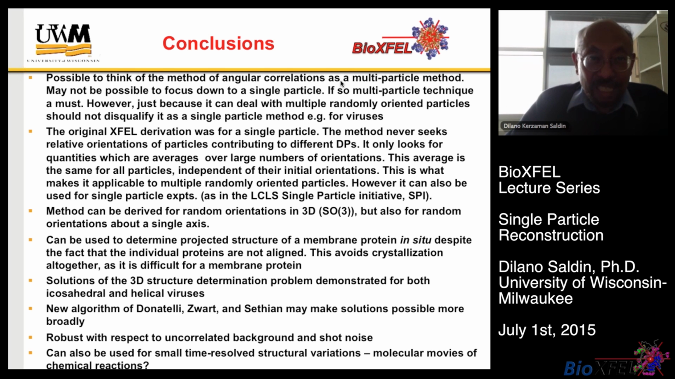Now, the reason I think this is important is because this is a true multiple particle method, and it may not be possible to focus down to the level of a single particle. If so, a multiple particle technique is a must. However, because it can deal with multiple randomly oriented particles, this should not disqualify it as a single particle method, because I think you saw that the whole derivation of the formula started with a single particle. So it should be still applicable to the SPI initiative, the single particle initiative at the LCLS.